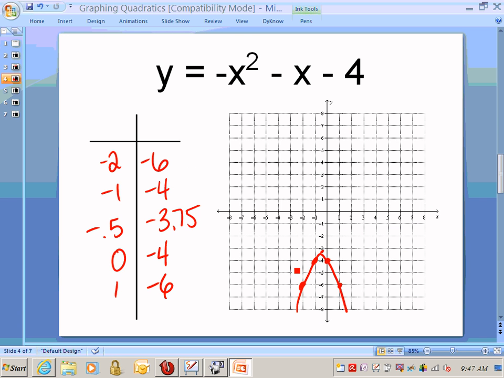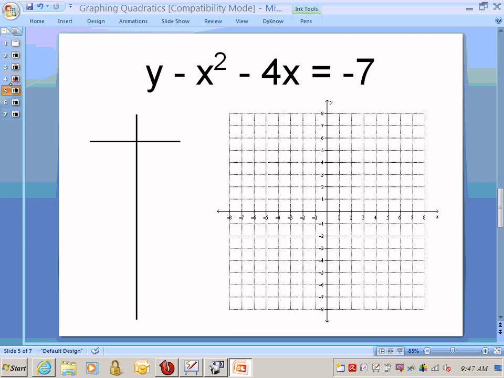Alright, so everybody's graph should look similar to this, correct? Yes? Alright. Next problem.